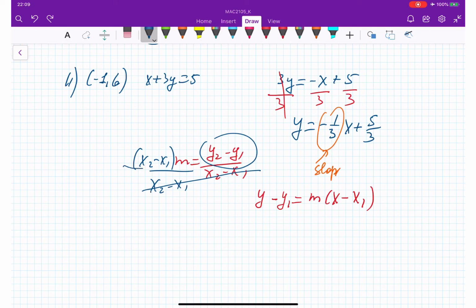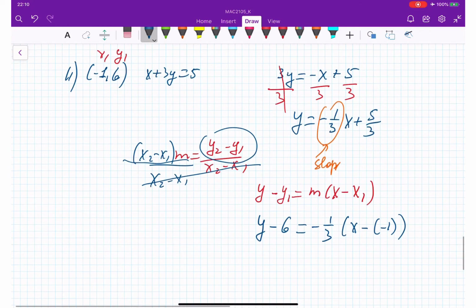And then m times x2 minus x1. Here we go. Since we have only one point, we don't put x1, x2. All we do is put x minus x1. All right, so what do we get? y minus y1. This is my y1, this is my x1. So y minus y1 is 6, equal to my m, we said it's negative 1/3 because it's a parallel line, and x minus x1 is negative 1.